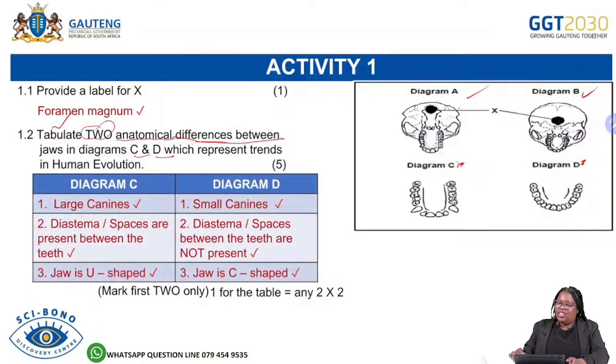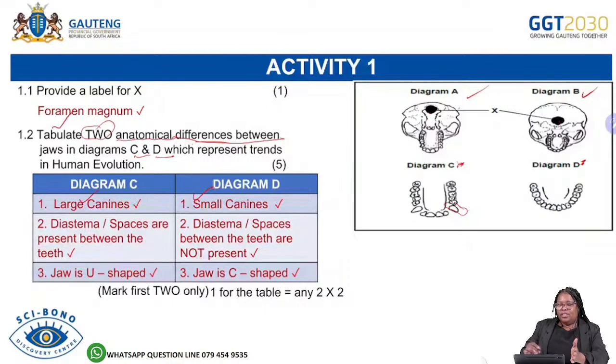Now, talk about the canines. You can see the canines. There are large canines here with diagram B, because this is a human. There are no, we don't have large canines. If we have, they are small. Yes, here it is: small, and then large canines.